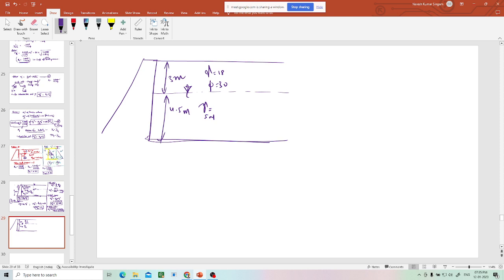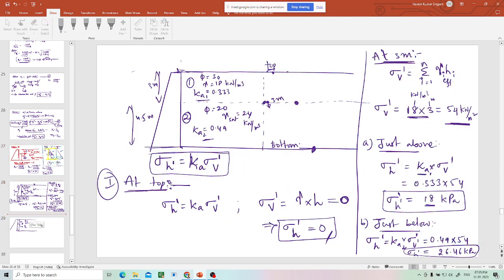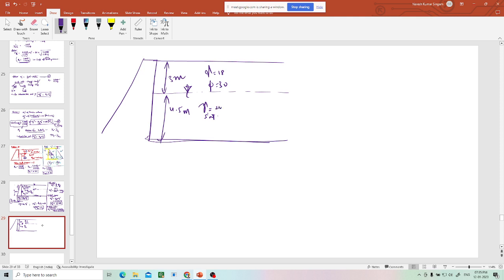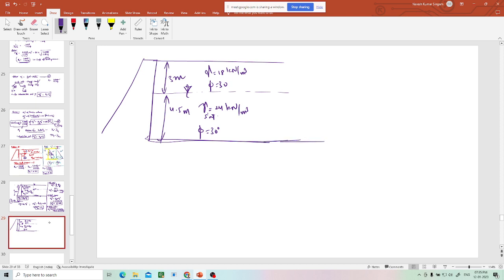Gamma saturated is how much? 24, right? Gamma saturated is 24 kilonewton per meter cube. Phi is 30. So any other properties we are missing? No. Now we are calculating at the bottom. At the bottom, what is the pressure?